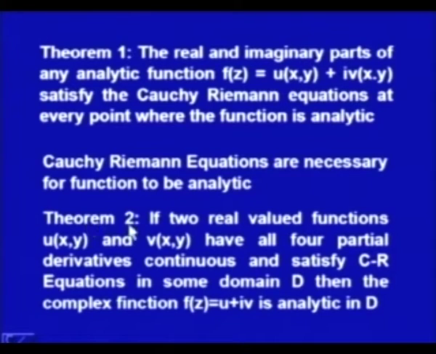Now, the second theorem states that these conditions can be made sufficient. So, according to this theorem, if two real valued functions u x y and v x y have all four partial derivatives continuous and satisfy CR equations in some domain D, then the complex function f z, which is equal to u plus i v, is analytic in D. So, we require only the continuity of four partial derivatives together with CR equations, then they imply the analyticity. So, in this sense CR conditions are necessary and sufficient.